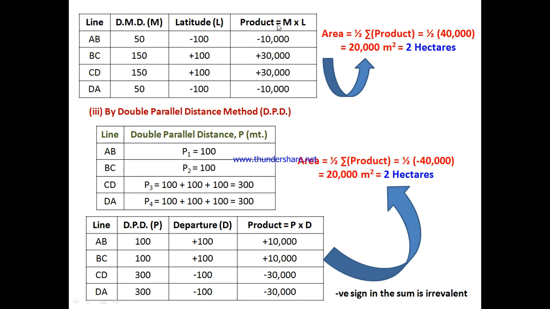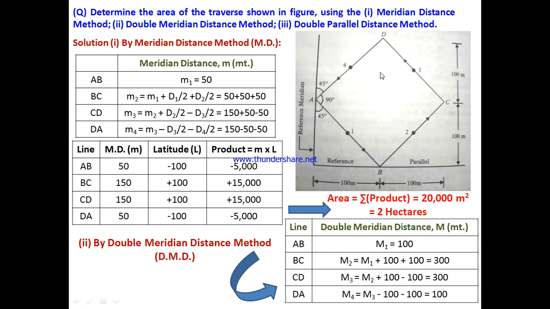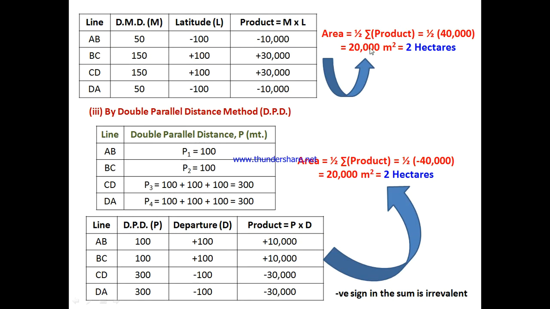After that we will just take the product of these two quantities, and if we take half the area of the product, then we are left with the area of the required traverse with the help of the double meridian distance method. But you can see the difference here: we are taking half the summation of the product in this method. So these are a few basic things we need to keep in mind while applying different formulas. Now the third method is the double parallel distance method.